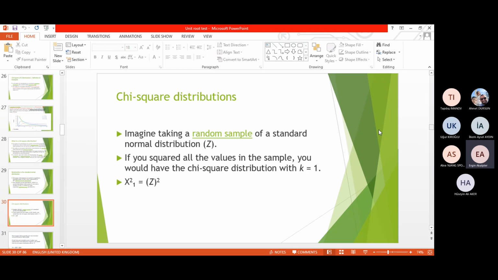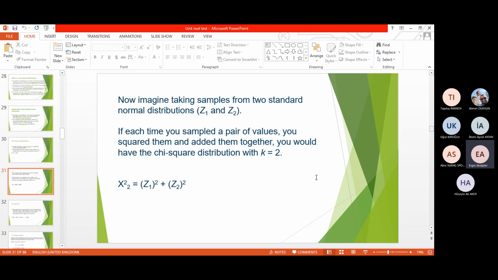Okay, chi-square distribution: imagine taking a random sample from a standard normal distribution called Z. If you squared all the values in the sample, you would have a chi-square distribution with k equal to 1, so-called chi-square is equal to Z squared.